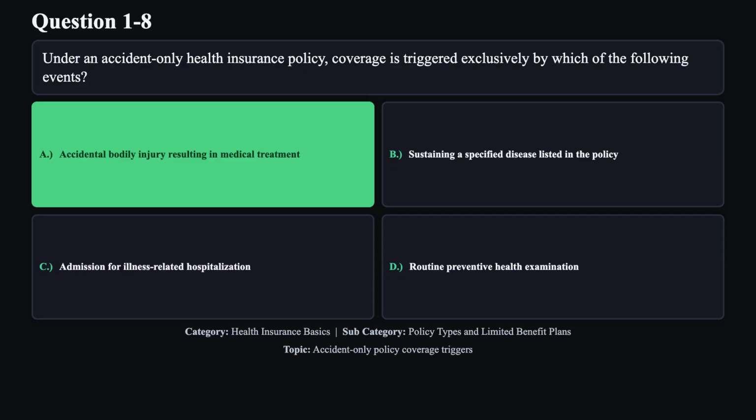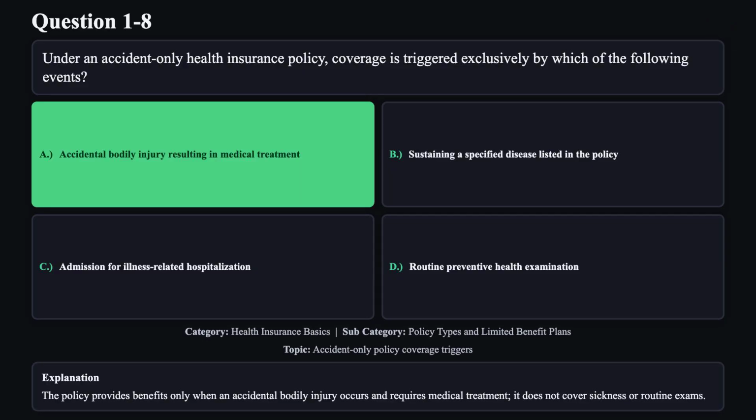The correct answer is A. The policy provides benefits only when an accidental bodily injury occurs and requires medical treatment. It does not cover sickness or routine exams.